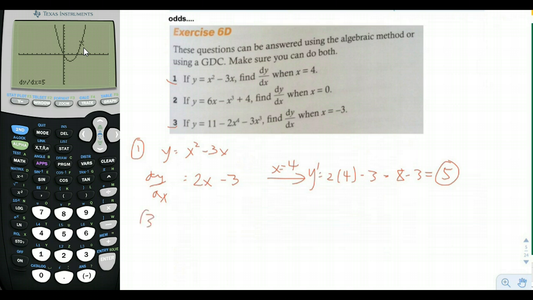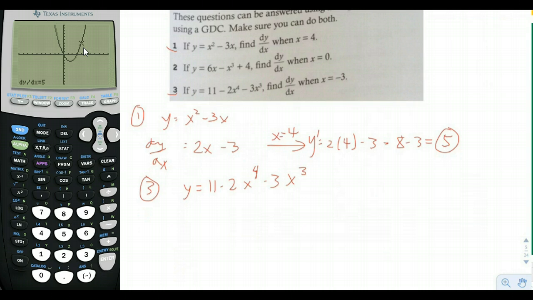Number 3. If we were going to do it analytically, or with math theory, we would do it like this. We would find the derivative, dy/dx equals 11, the derivative is 0. Negative 2x to the fourth would be negative 8x cubed. The derivative of minus 3x cubed is minus 9x squared. So that is equal to negative 8x cubed minus 9x squared.